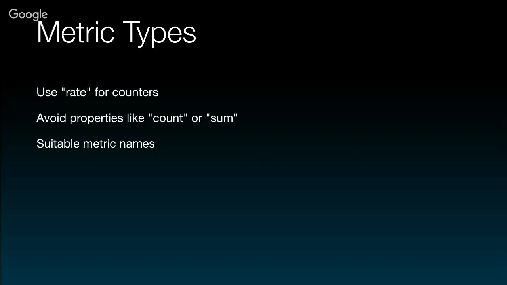So for metric types, use the rate for counters. You want to avoid at all costs anything like count or sum. They're not what you think they mean. And try to think about suitable metric names. When you use something like templated values, where you can autocomplete and have a dedicated dashboard for just individual metrics, you want to make sure that when you do a wildcard query for all the properties in the list, they're actually all properties and not something that wasn't in there.